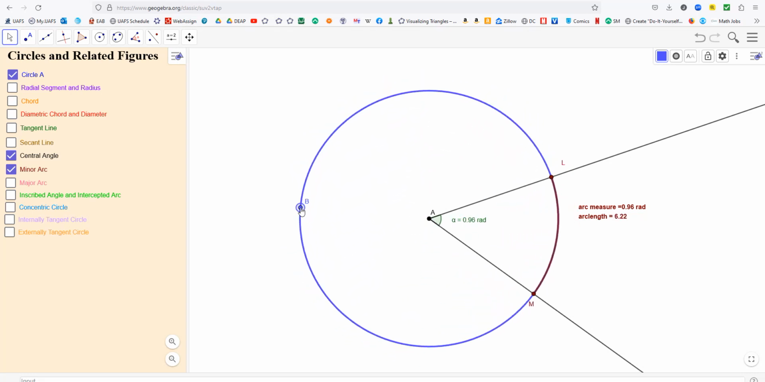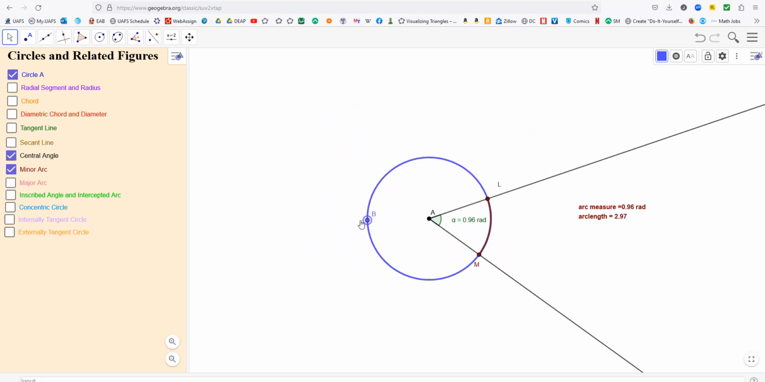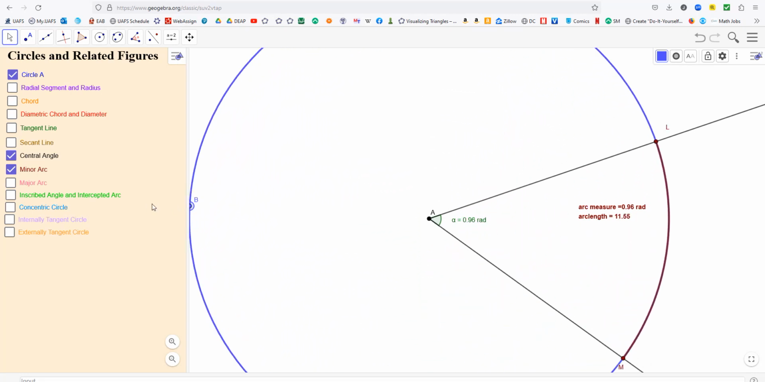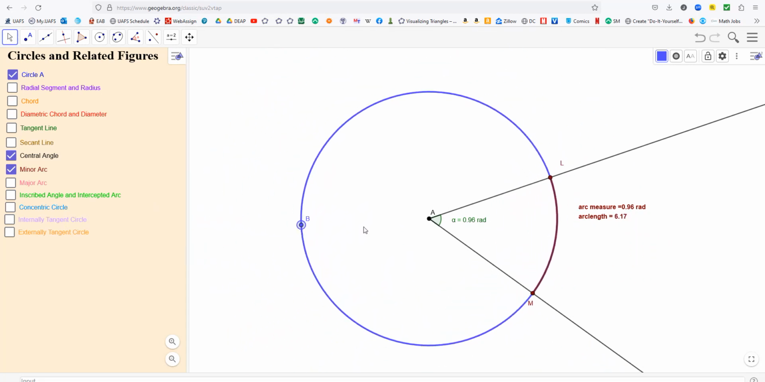As I'm moving this, the arc measurement is not changing, but the arc length is. This is a much bigger arc length than, say, here. Well, if we call this arc length S, which is a typical letter for that, and this angle, here I've got an alpha, but a more typical choice would be theta, then we get S equals R times theta, where R is the radius. So we get a nice relationship there.